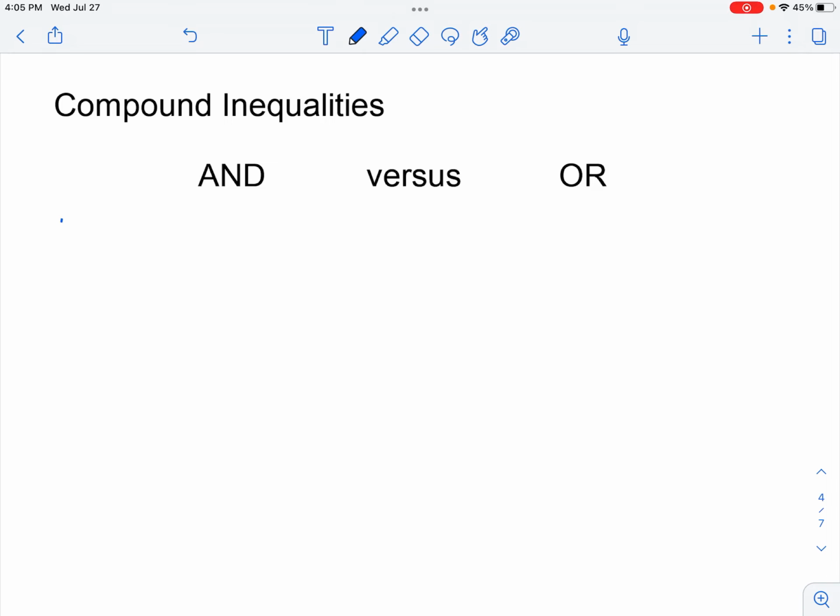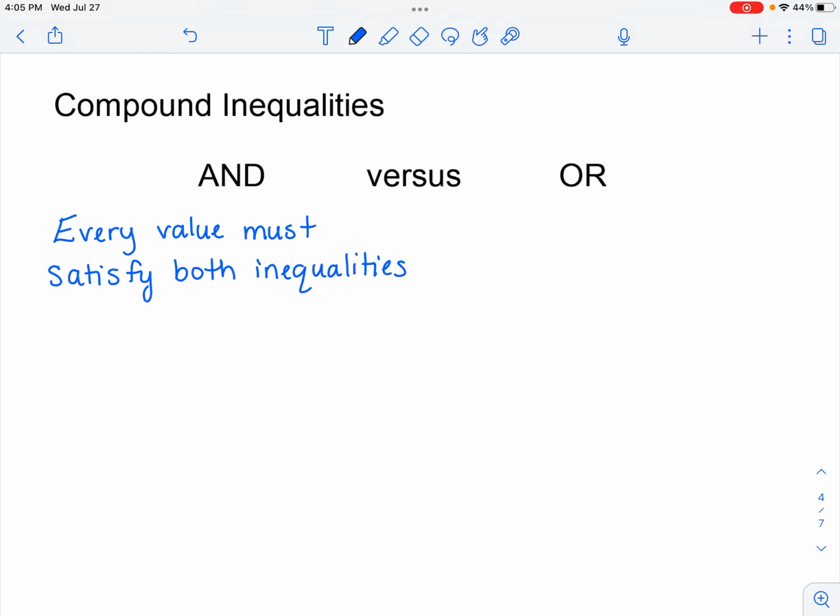Now, the and inequality, every value must satisfy both inequalities. Okay, so that means every value that you're going to say is a solution must satisfy both inequalities. By the way, a compound inequality is when you have two inequalities. Something like, if I said x is greater than -5 and x is less than 2.